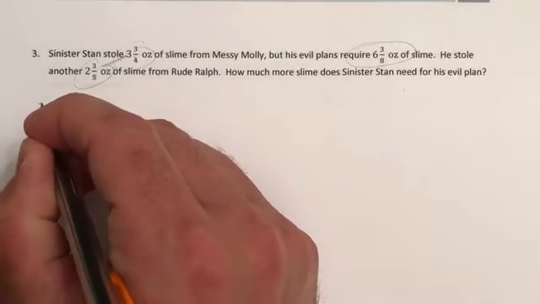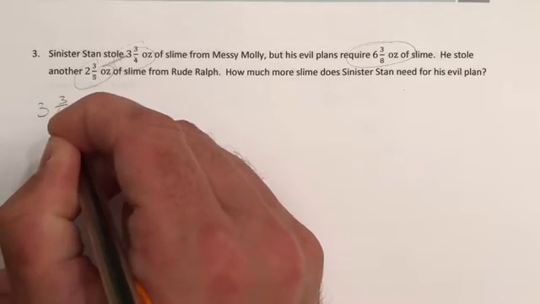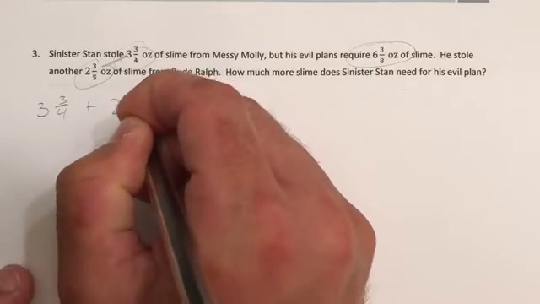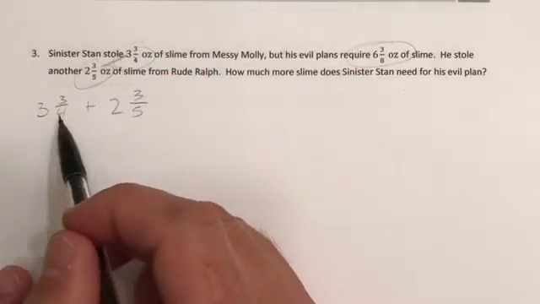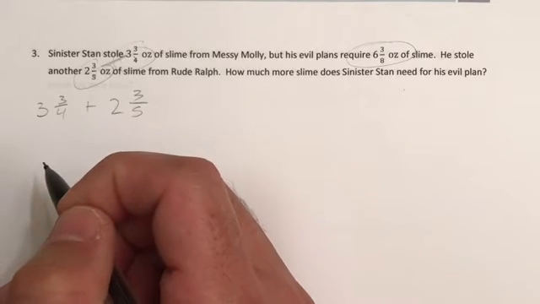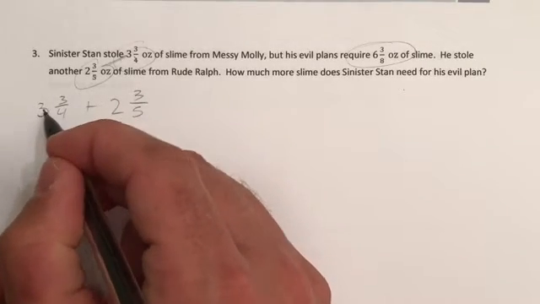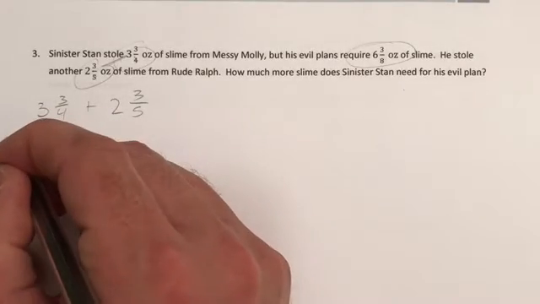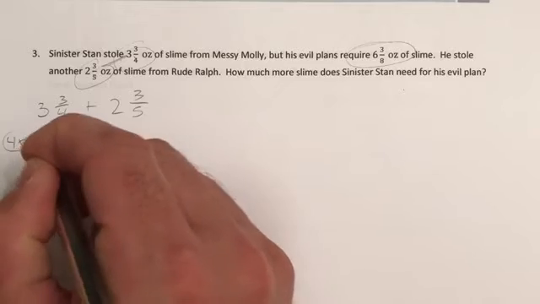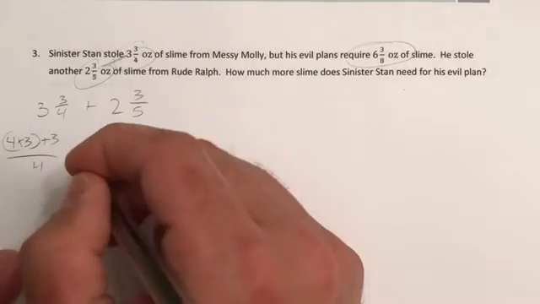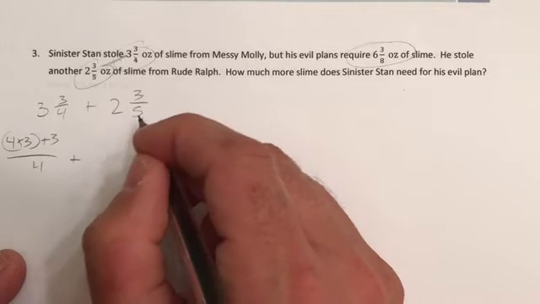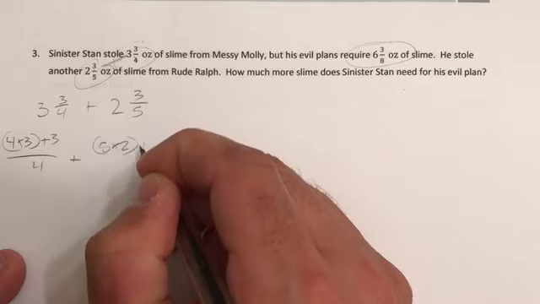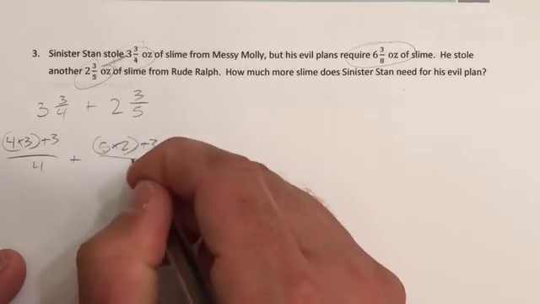Okay, so 3 3/4 of an ounce plus 2 3/5. What I'm going to do, ladies and gentlemen, is I'm going to set it all up in improper fractions. So I'm going to go 4 times 3, whatever that answer is, plus 3 over 4 still. So I'm going to say 4 times 3 plus 3 over 4. And that's going to do the same kind of thing over here. 2 times 5, 5 times 2, same thing, plus 3 all over 5.